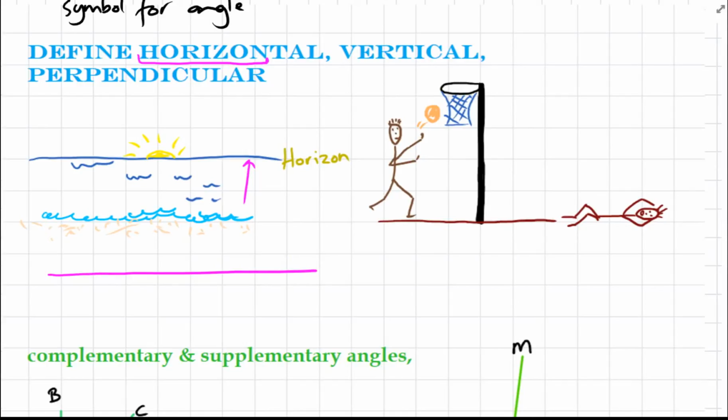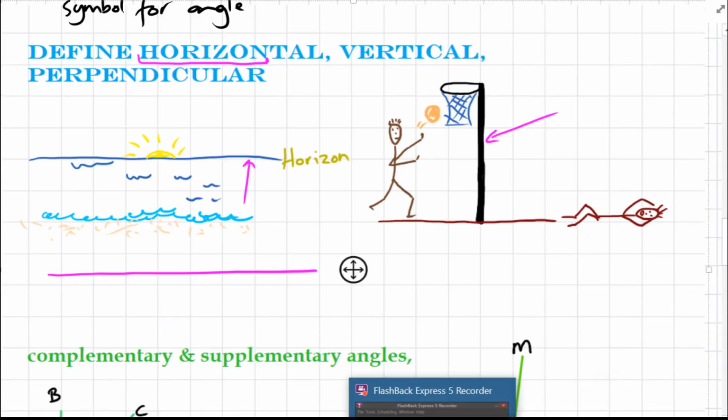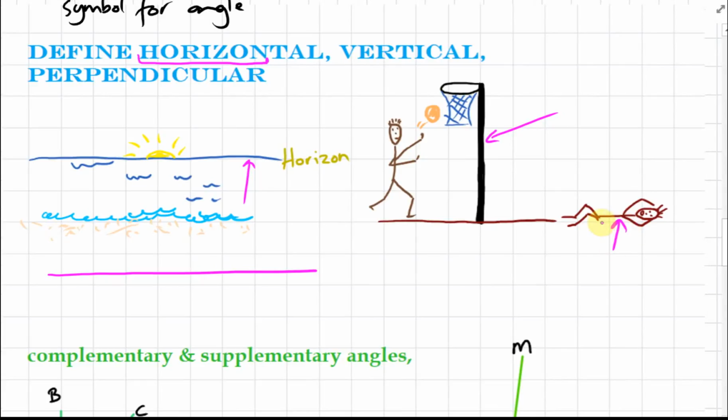As opposed to vertical, so I've got a goalpost here. That post is vertical, as is this joker here who is about to have a go at shooting the ball into the hoop. Unfortunately, he misses, so now he is horizontal, crying. So here is horizontal and here is vertical. You should know the difference between those 2 terms.